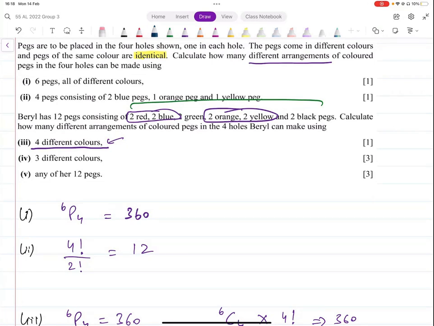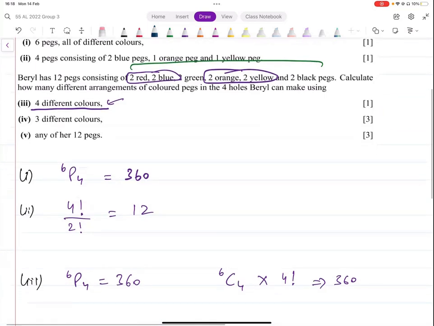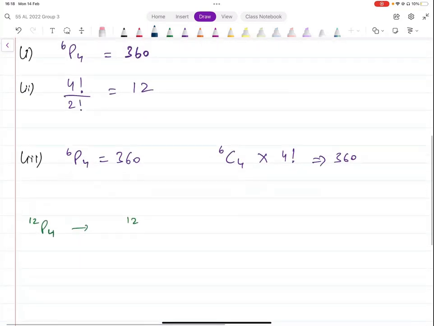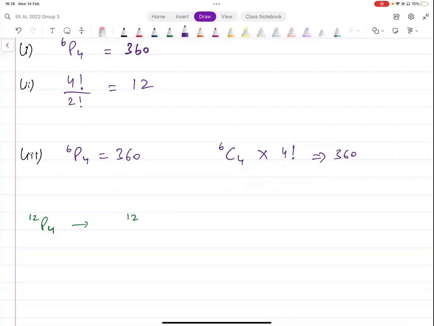All right. Sir, so that means when we're dividing by two factorial, we're basically just removing the part where it goes like blue one and blue two or blue two and blue one wali thing. Yes, but you would still have two blue pegs, and that's not allowed, right? Okay. Thank you.